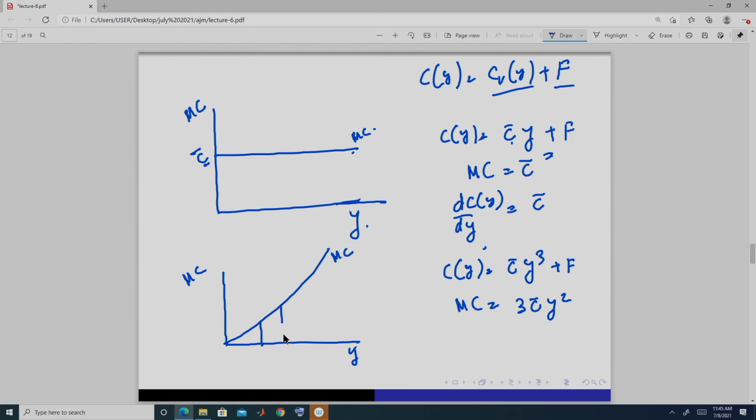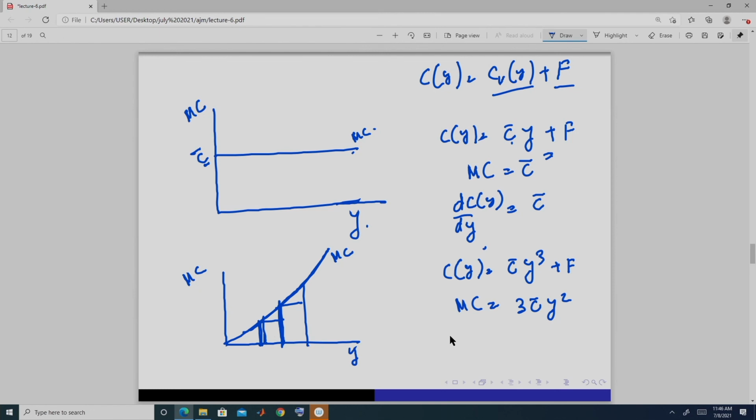So, as we go on increasing the output, our additional cost that we are incurring at the margin is increasing, right. From here to here we are increasing this much, from here to here we are increasing output. And we get this when we have a cost function of this nature, it is mainly because of the law of diminishing marginal product.